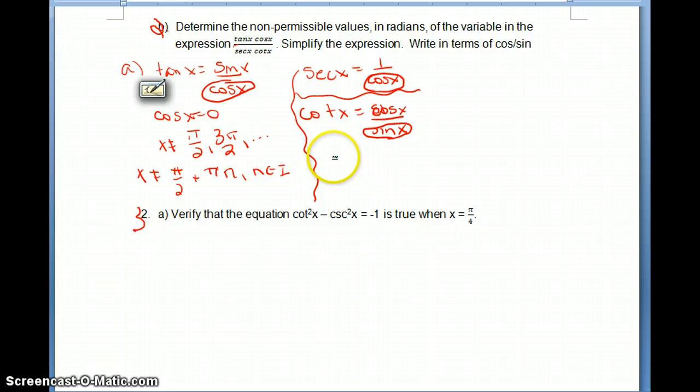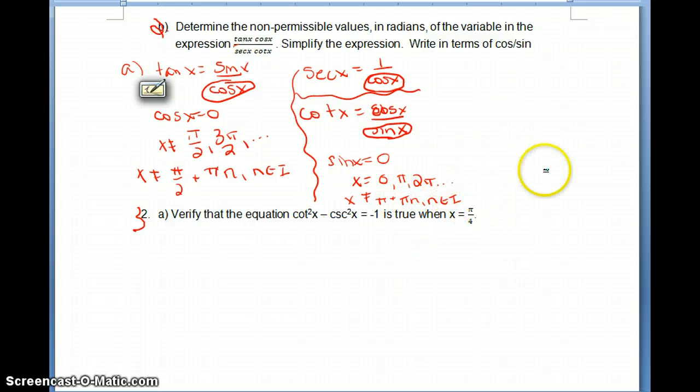Alright, so here we want to know when will sine of x equal 0? And using your unit circle again, you will see that sine of x is 0 at 0, pi, 2 pi, and so on. And once again, we do not have any restrictions, so let's make a generalized form. So we can say that x cannot equal pi plus pi n, where n is an element of integers.